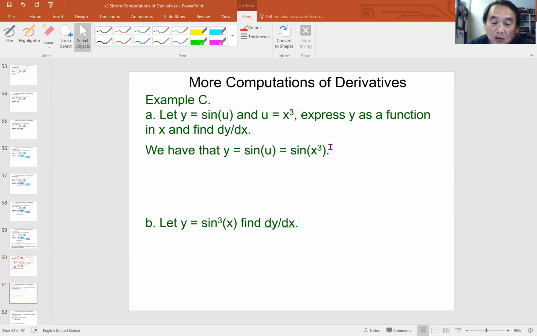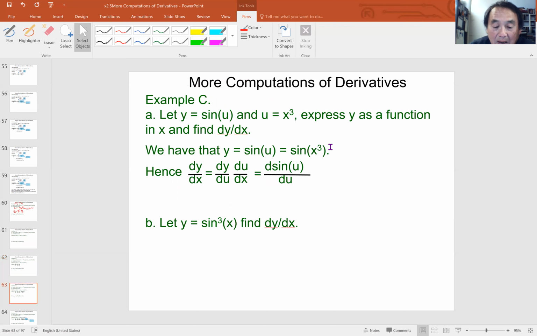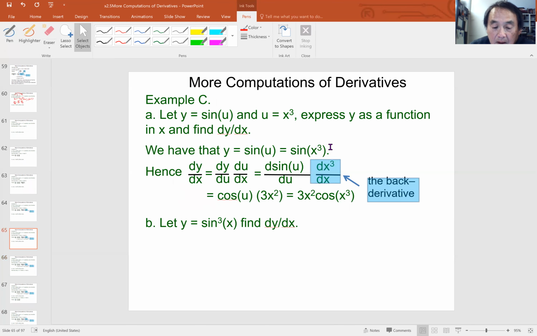Of course, I want to put the u back. Cosine of u times 3x squared, and the u itself is x cubed. Put x cubed back in for u.